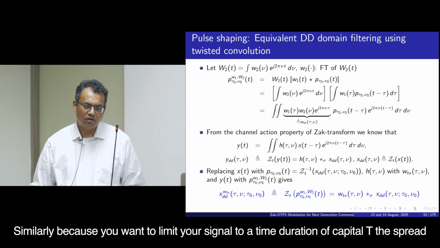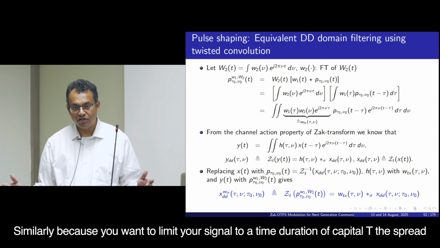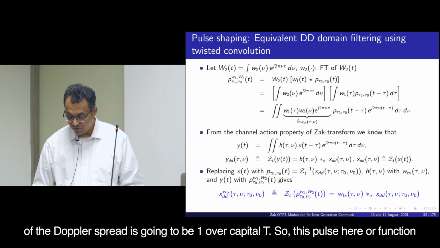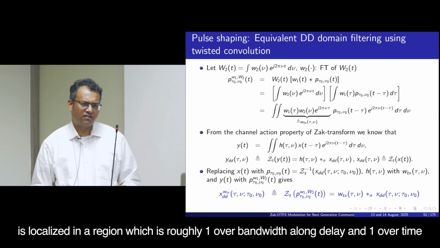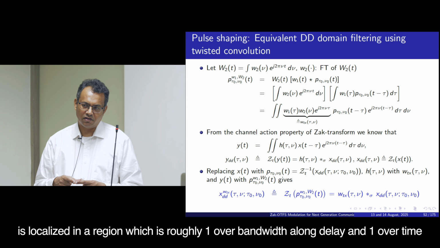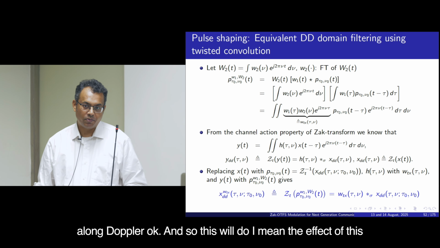Similarly, because you want to limit your signal to a time duration of capital T, the Doppler spread is going to be 1 over capital T. So, this pulse here or function is localized in a region which is roughly 1 over bandwidth along delay and 1 over time along Doppler.